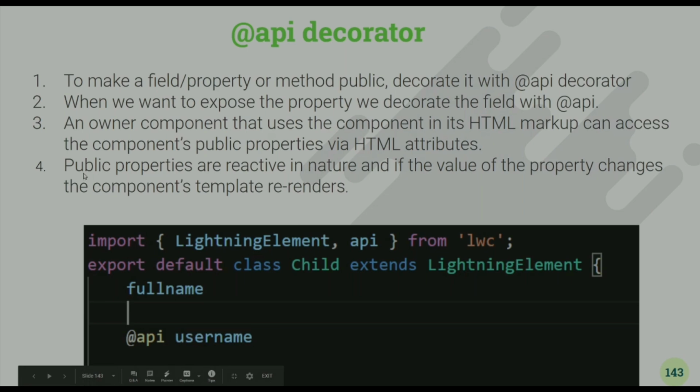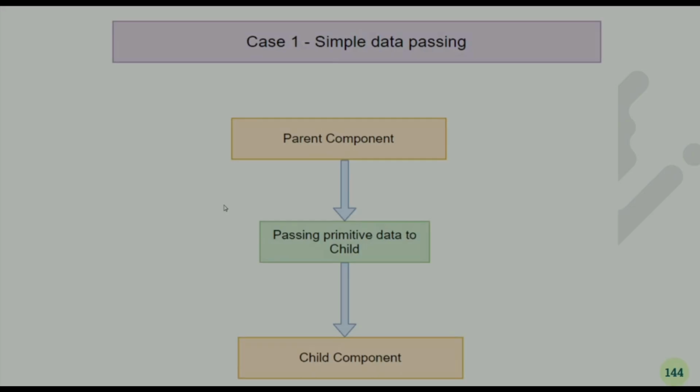Then the public properties are reactive in nature, and if the value of the property changes, the component's template re-renders. It's similar to a normal property. Okay, so if you change its value and you are using it in HTML, its value gets updated. Okay, these are reactive in nature. So let's go to our first statement, that is first case. We are passing the simple data, that is a primitive data.